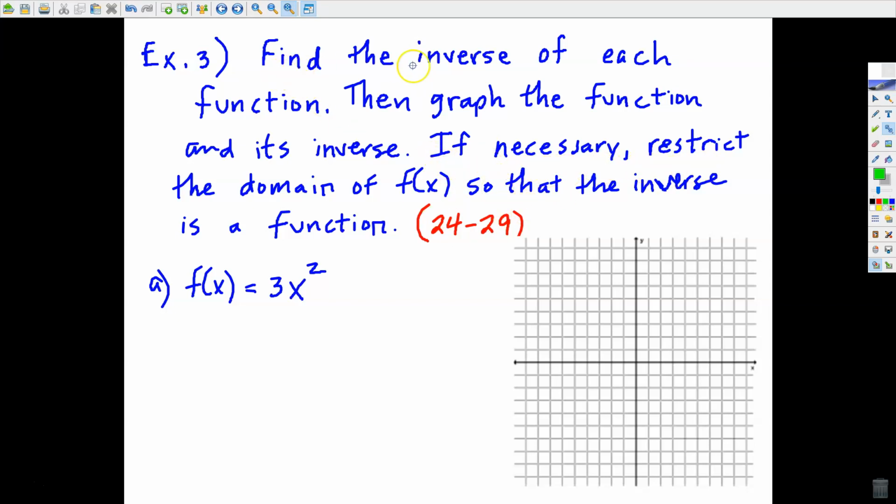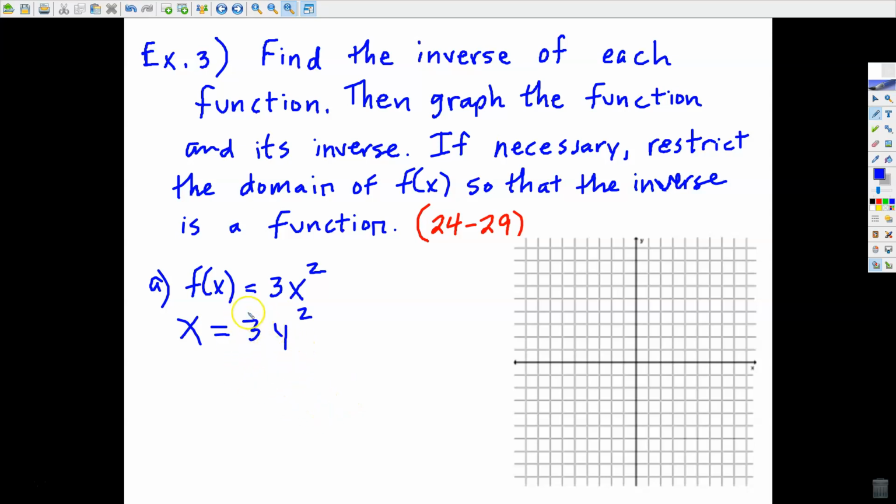First of all, nothing new. Find the inverse of each function. So let's just go ahead and get that out of the way. So here's the function, and we're going to find its inverse. So we switch places with x and y, and then we solve for y.